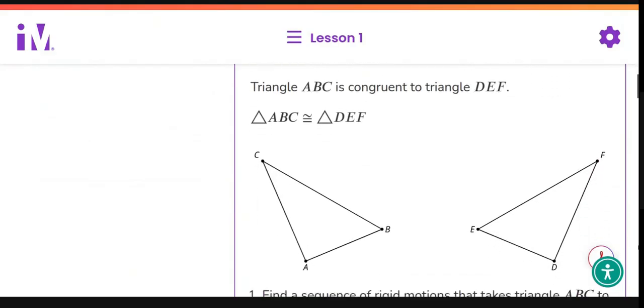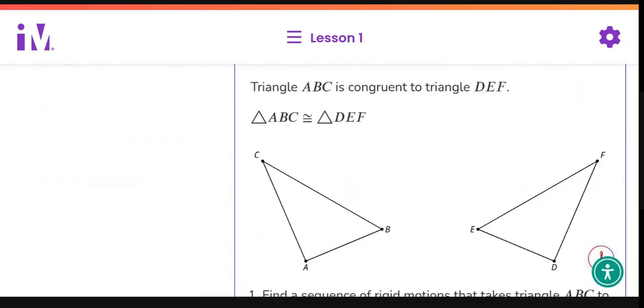What we're looking at here is the idea of congruent triangles and then writing congruency statements properly. So we're saying here that triangle ABC is congruent to triangle DEF. What does that even mean?